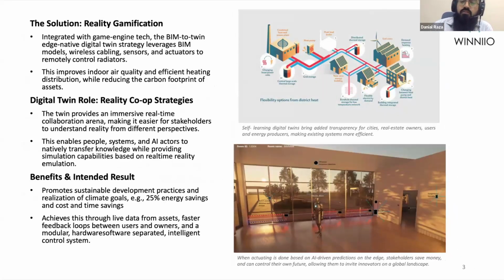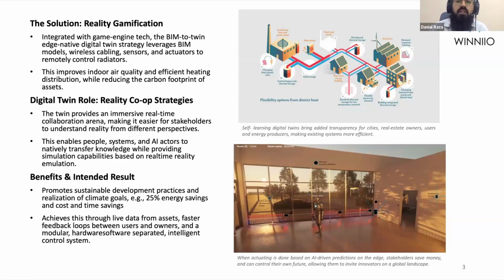In terms of the solution, we are working towards what we call reality gamification. For the digital twin aspect, we have converted it into not just simple graphs or 3D models, but an interactive game where you can roam around the building. I'll show you a video of the walkthrough, not live. You can go from room to room and see the complete HVAC system, how it was built under the hood.